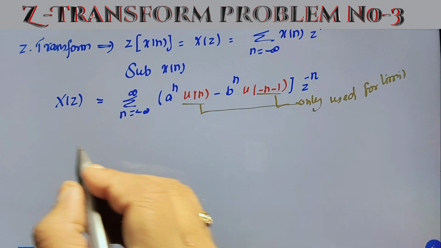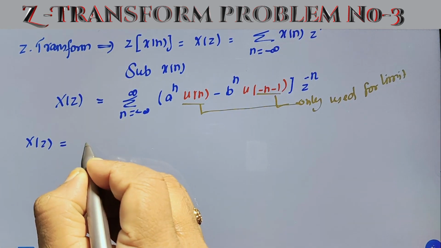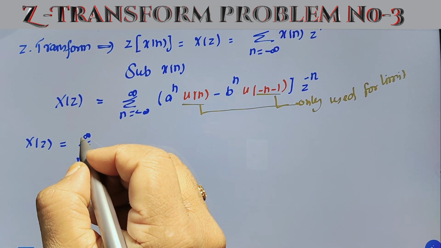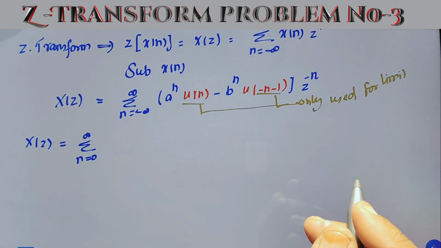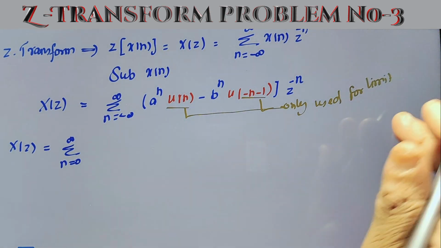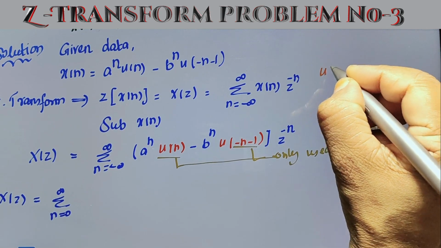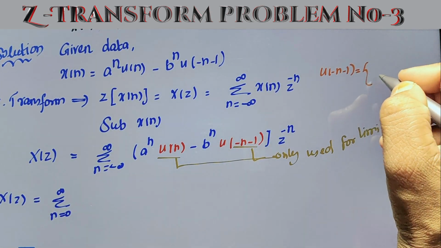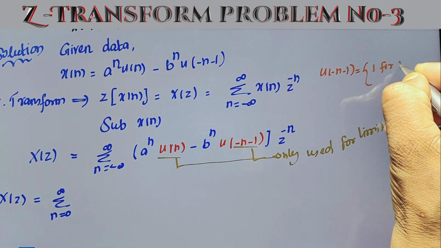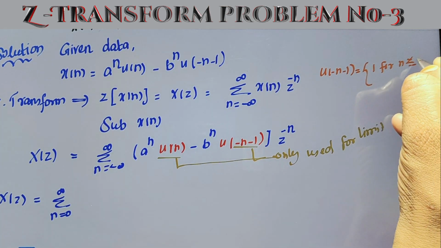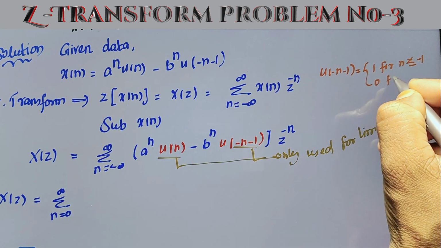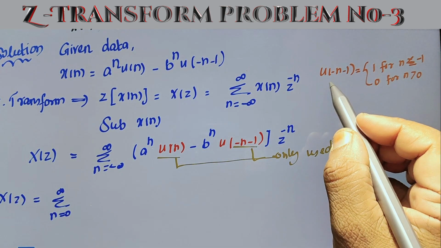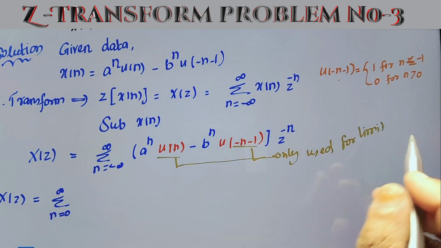Next step, X of z equal to n equal to 0 to infinity. How? We know for the unit function the limit range. See, on the side you have written u of minus n minus 1, right? In the previous problem, for the negative side, it is 1 for n less than or equal to minus 1, okay, and 0 for n greater than 0. This is the condition for u of minus n minus 1, okay?